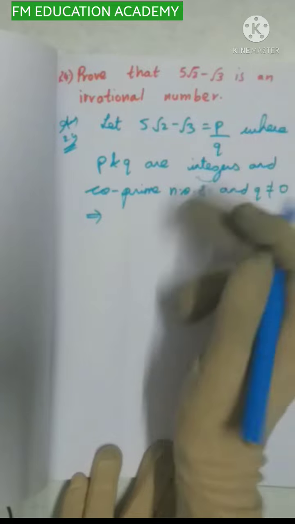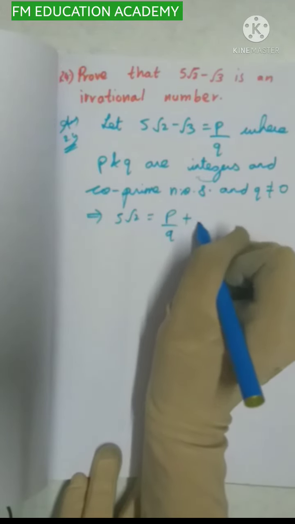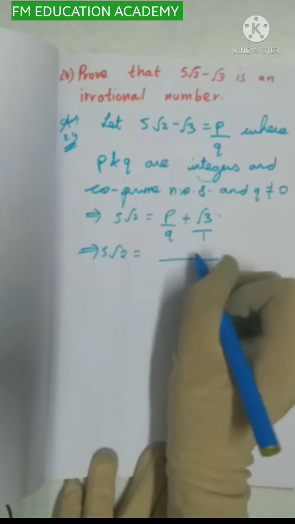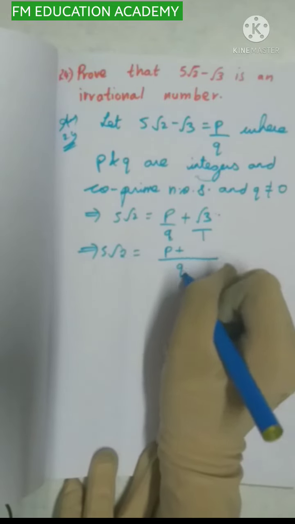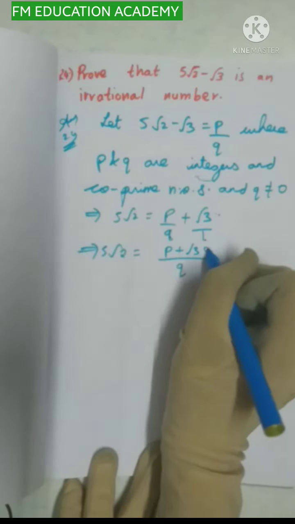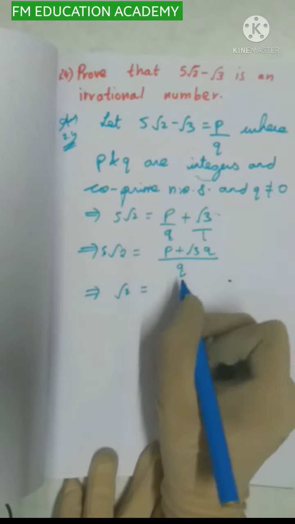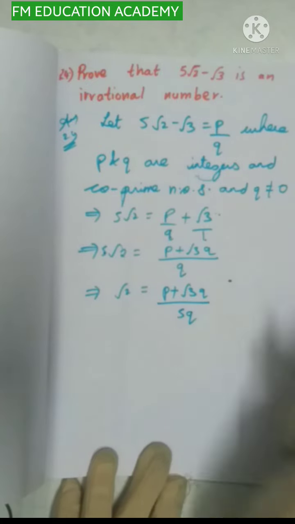Send the minus root 3 to that side, it becomes 5 root 2 is equal to p by q plus root 3. First solve this by taking the LCM. LCM of q and 1 is q. q divided by q is 1. 1 into p is p, plus q by 1 is q. q into root 3 is root 3q. Now send the 5 to this side. It becomes root 2 is equal to p plus root 3q by 5q.